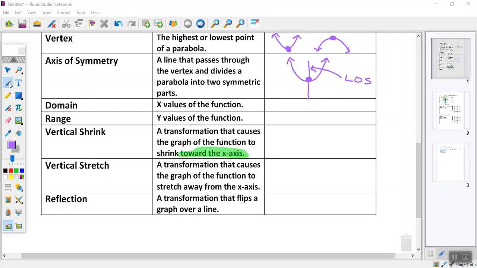Okay, what I want you to understand is this. A vertical shrink means moving points of a graph. You're really moving points. Moving points closer to the x-axis. All right, you're moving points closer to the x-axis. So if a vertical shrink meant moving points closer to an x-axis, what do you think a vertical stretch is probably going to mean? Pulling them further away from which axis?